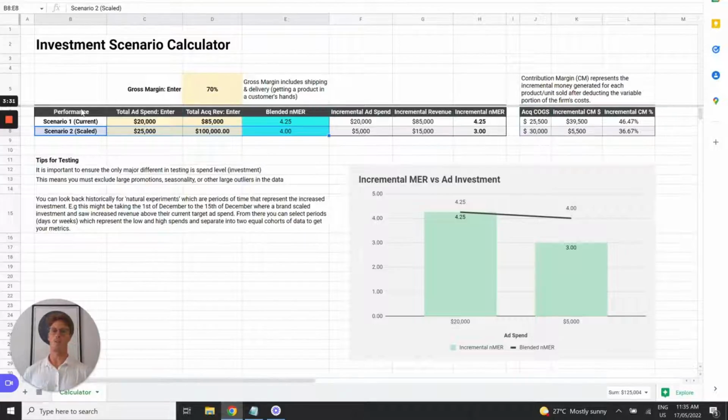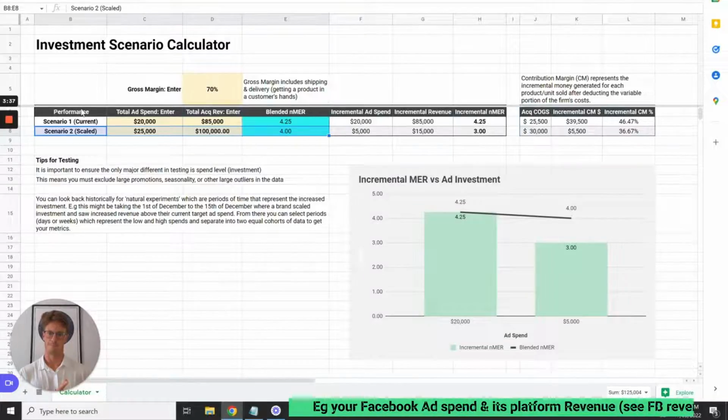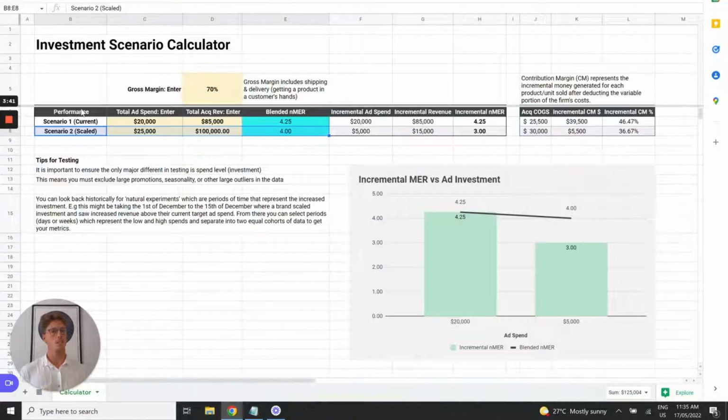It's a reflection of the current performance of our new customer acquisition activity, our investment and return. The next part, the scaled part, this is an idea for us. This is us looking back into the account, into the business, trying to identify areas where you might have run an experiment in the past by scaling up an audience.